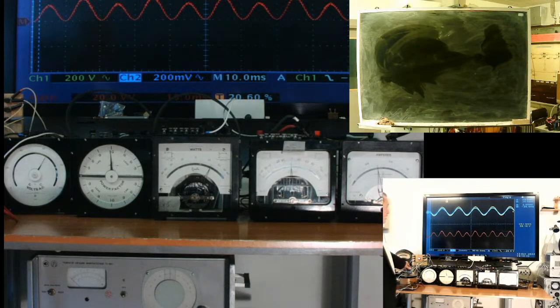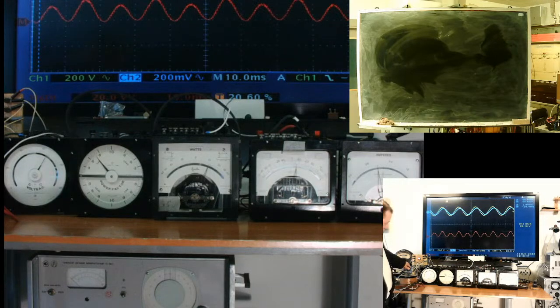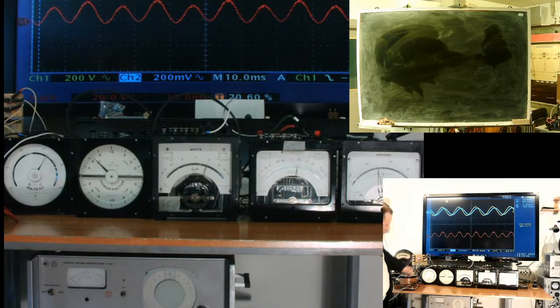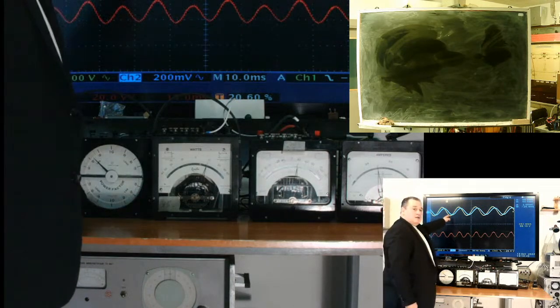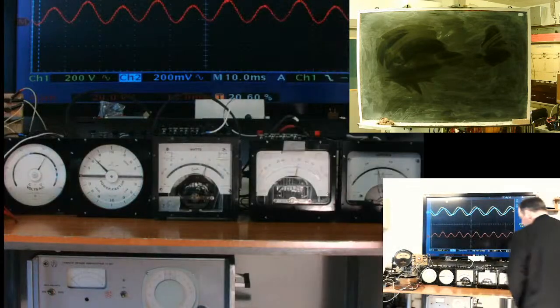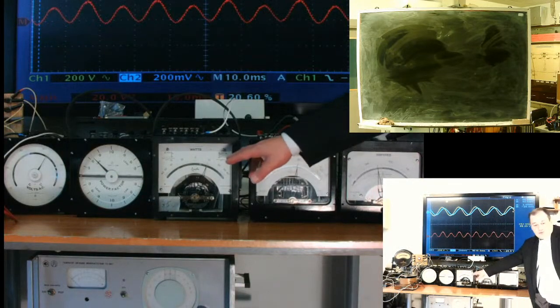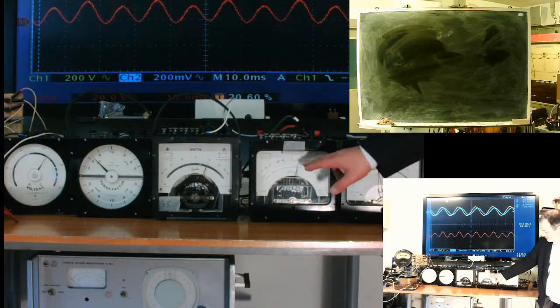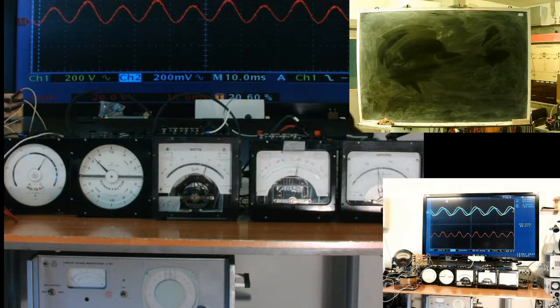Now, the next regime with a cosine phi of 0.7. You can see now the current is, let's say, delayed or lagging relative to voltage. We have a regime, take a look here, 10 units of active power and 10 units of reactive power.